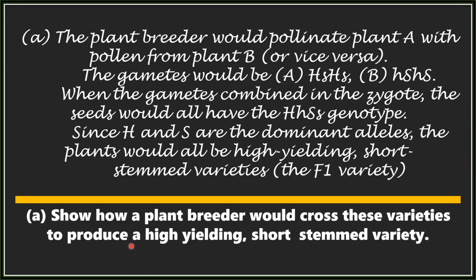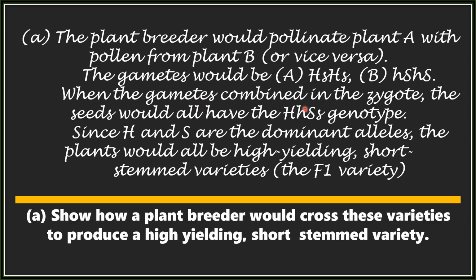A. Show how the plant breeder would cross these varieties to produce high-yielding, short stem. The plant breeder would pollinate plant A with pollen from plant B or vice versa. The gametes would be, for A, capital H, small s, and for B, small h, capital S, small h, capital S.